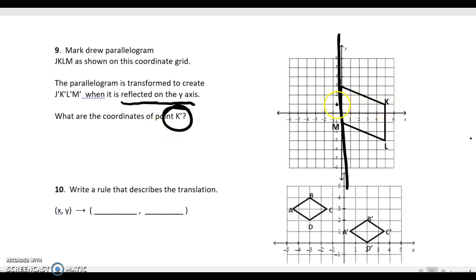K is 5. So you move over 5. 1, 2, 3, 4, 5. Here is K prime. That is -5, +1. And that's your answer. Number 10.